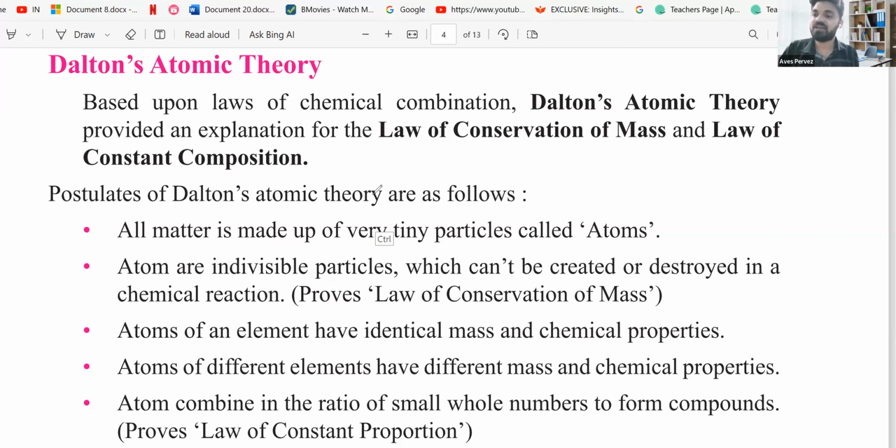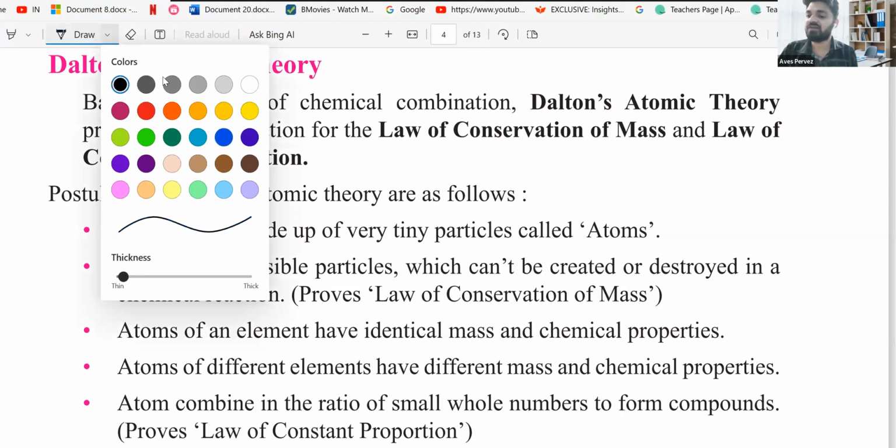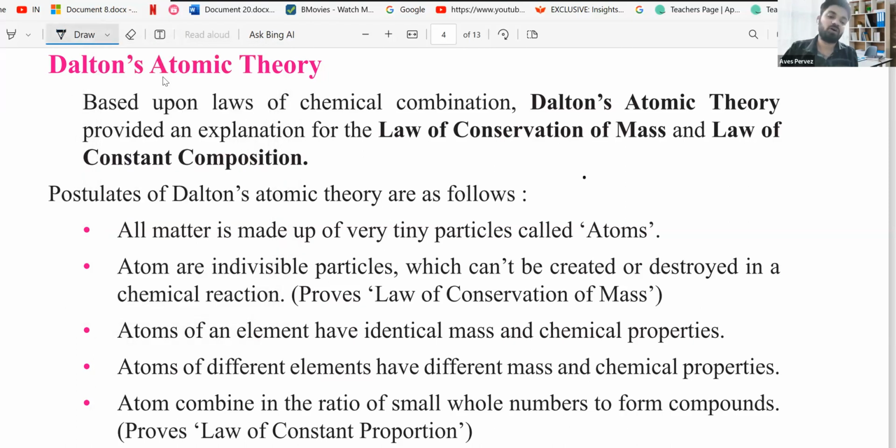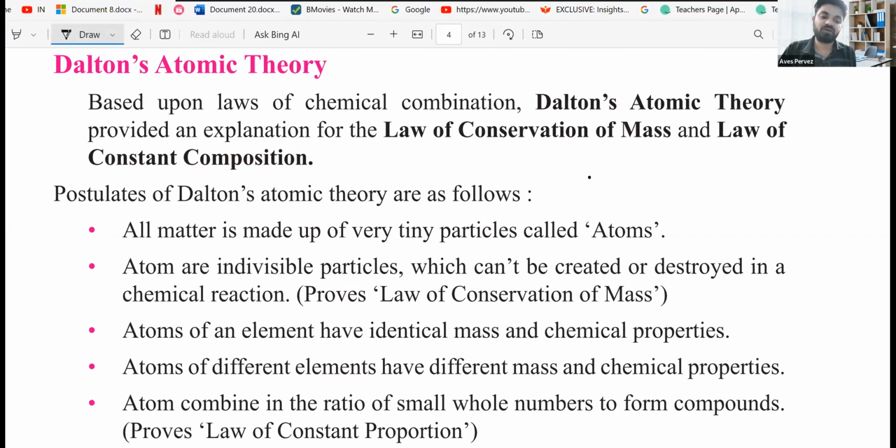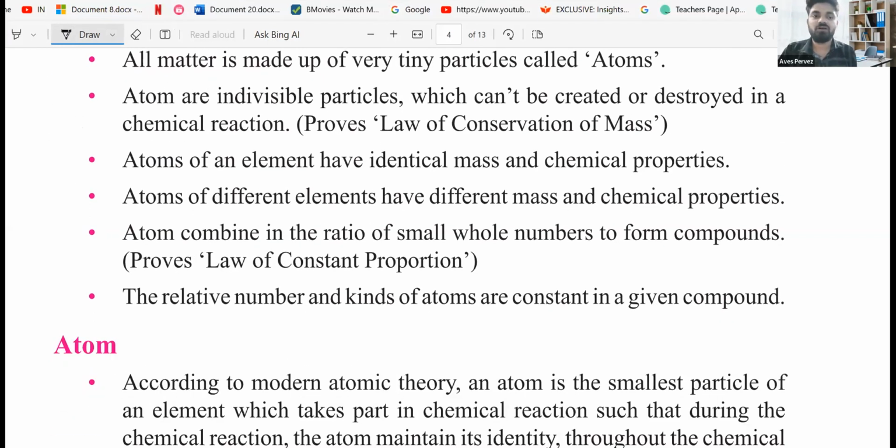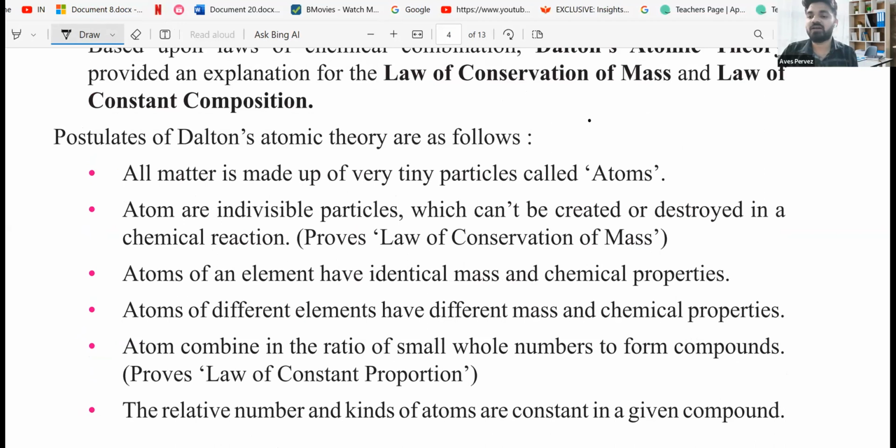And the second one is also okay. So if the teacher asks which postulate of Dalton's atomic theory proves the law of conservation of mass, this is the first postulate. The second postulate says atoms are indivisible particles which cannot be created nor destroyed in a chemical reaction. Students used to write that it can be divided. No, it cannot be divided in chemical reactions. Everyone understood?